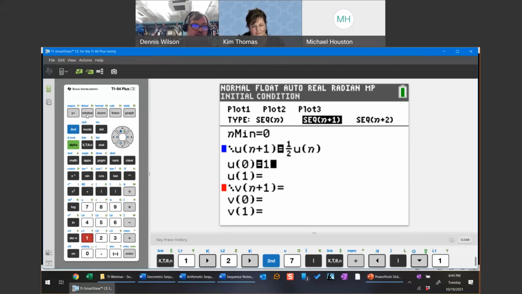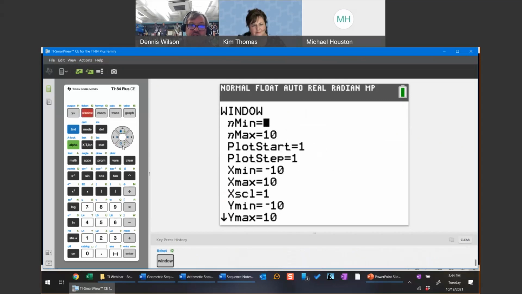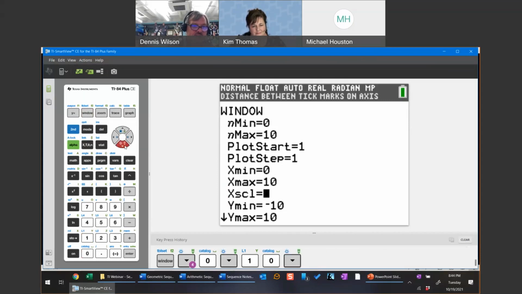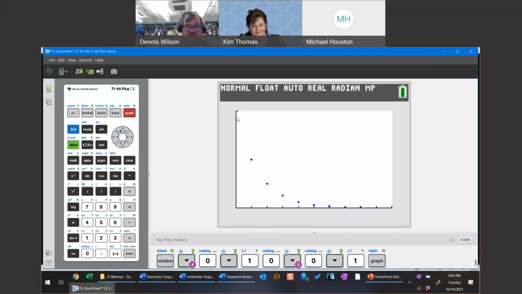So I'm going to go ahead and set my window. I'm going to look at the first 10 pieces, and then those 10 pieces are my horizontal axis. And because I never have more than one entire cake, the size of my piece will never be bigger than 1. So I'm going 0 to 1 in the y. Now when I press graph, I have this nice exponential decay here.